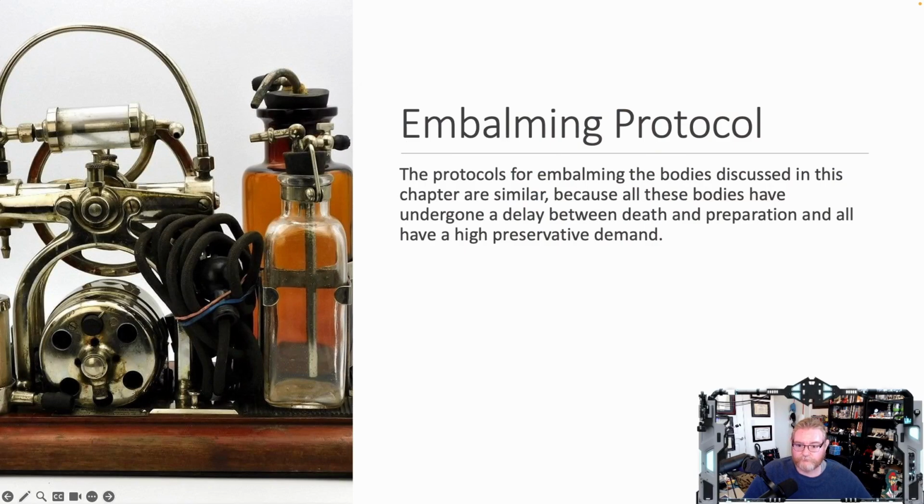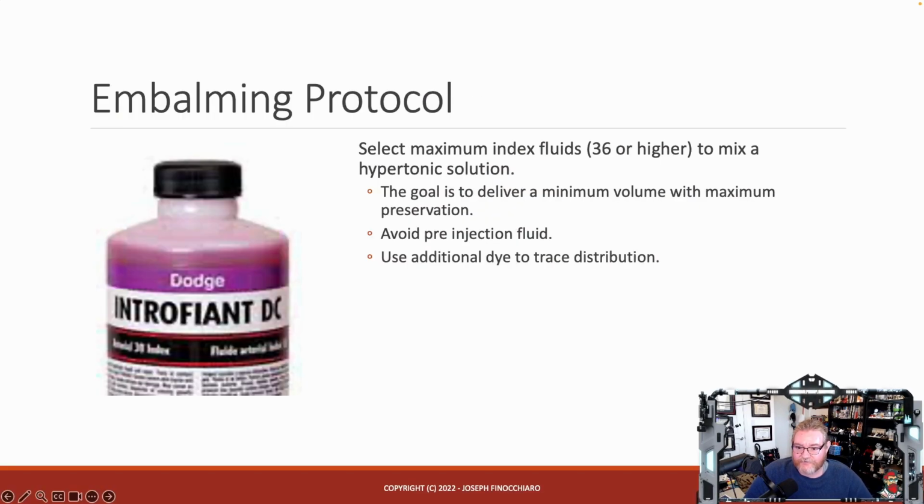Think about it. When we run into potential difficulties, the author and the chapter editors recommend multi-point injection or restricted cervical, stronger arterial fluids, etc. Select maximum index fluids, 36 or higher, to mix a hypertonic solution. The goal is to deliver a minimum volume with maximum preservation, and the goal of this is to reduce swelling, or the chance of swelling.